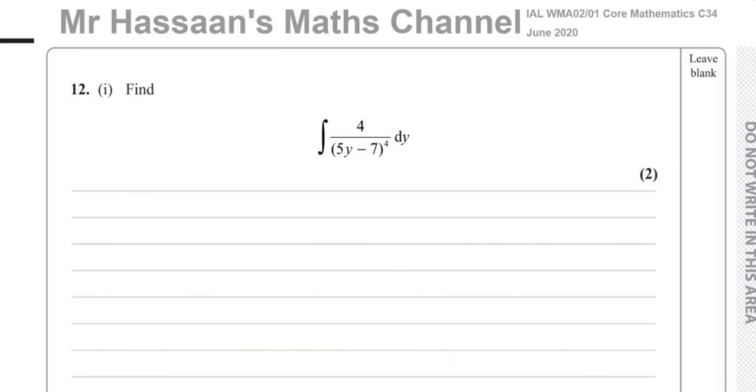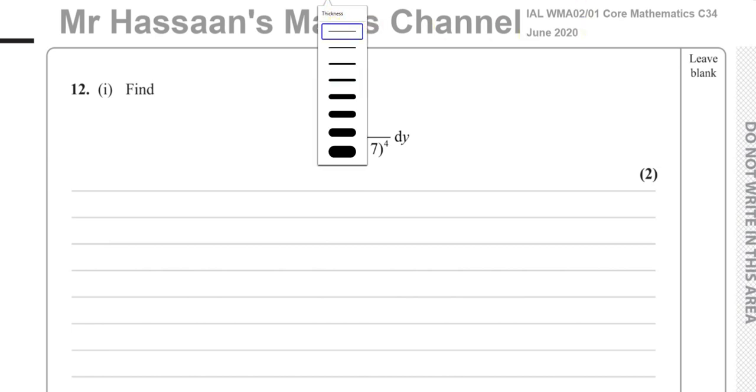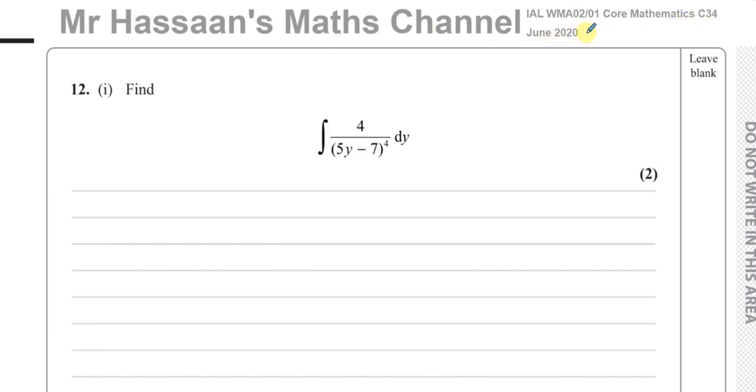I'm now going to be answering this question, which is from a C34 paper from June 2020, and this is a specification which was before the P3 and P4 specification we have now, and it includes material from P3 and also from P4. Okay, so this is a question to do with integration. Before, integration was not in the P3 syllabus at all. But now there is some integration, and this is an example of one of the types of integration questions you will find now in the new P3 syllabus.